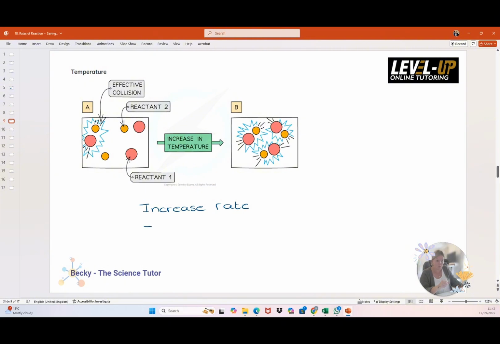Why? Well, we've got more collisions, and we've got more energy. And if you think about reactions that you've carried out in the lab, if you want to make them happen faster, think how many reactions we simply just heat up using the Bunsen. All we're doing is just getting that reaction going. We're making those particles move around more, and they're moving with more energy, and therefore more likely to react.